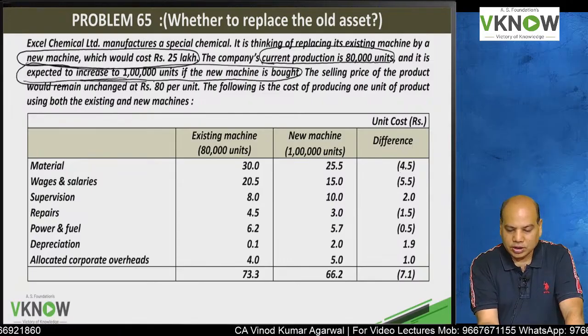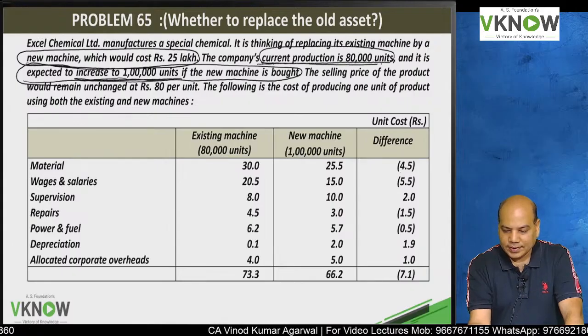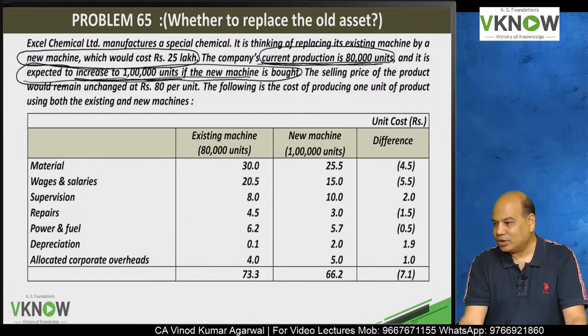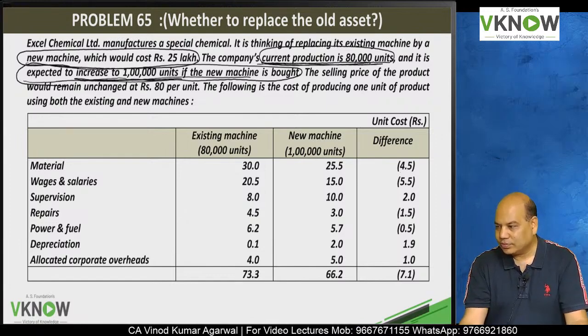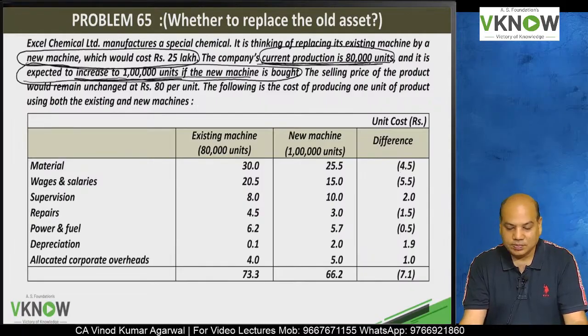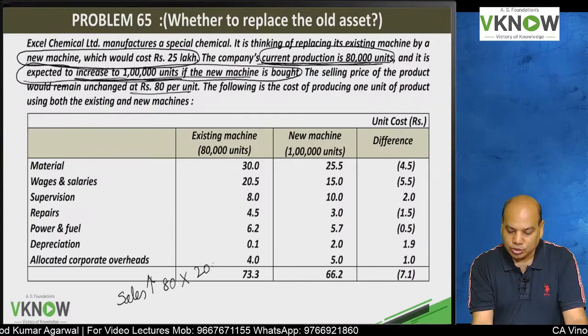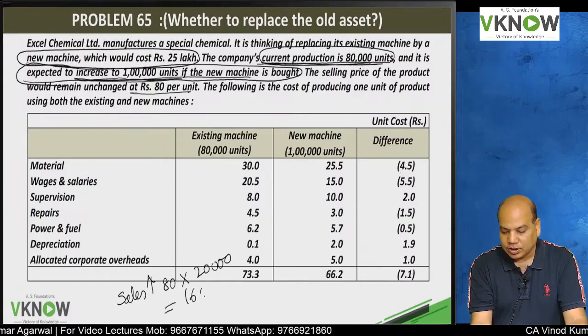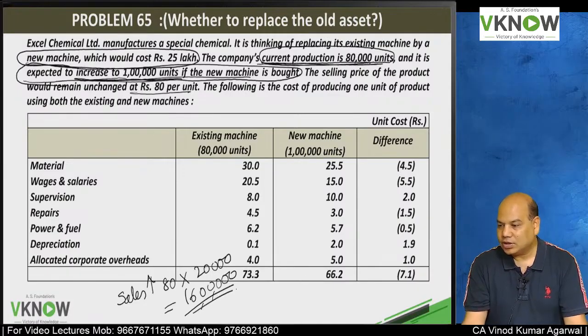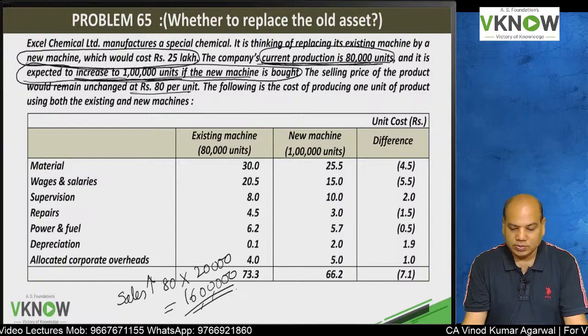So what is your increase in production? Increase in production is 1 lakh minus 80,000, 20,000 units. Very good. The selling price of the product would remain unchanged at rupees 80 per unit. Your sales will increase by 80 rupees per unit into 20,000 units. So you will have an increase in revenue by 16 lakh. Is this understandable? Revenue will increase by 16 lakh.